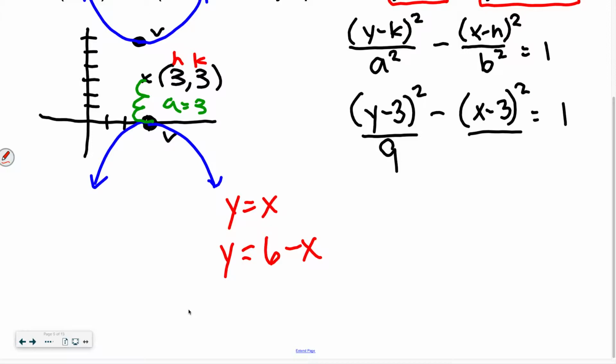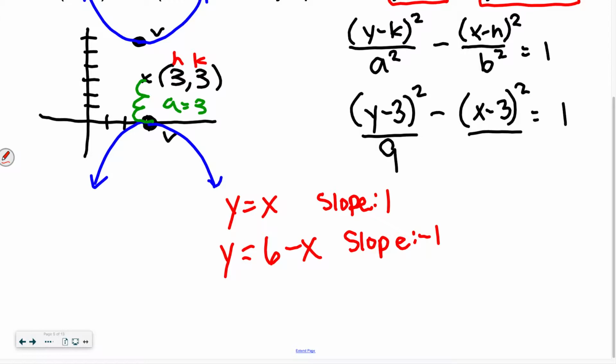So when I look back in my notes about what I know about asymptotes, I want to focus on the slopes of these asymptotes. So what is the slope of y equals x? 1. What is the slope of 6 minus x? Negative 1. They should be opposite slopes, right? That's always true for the two asymptotes because we have the plus or minus.